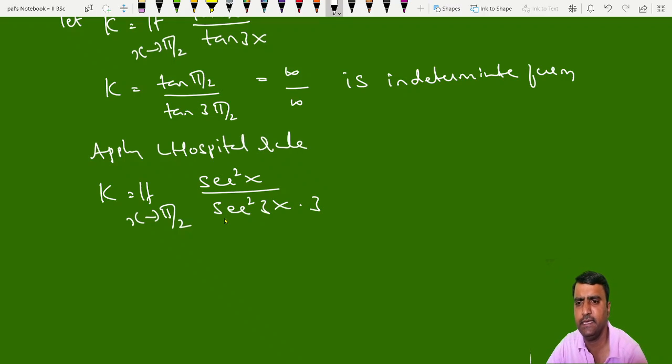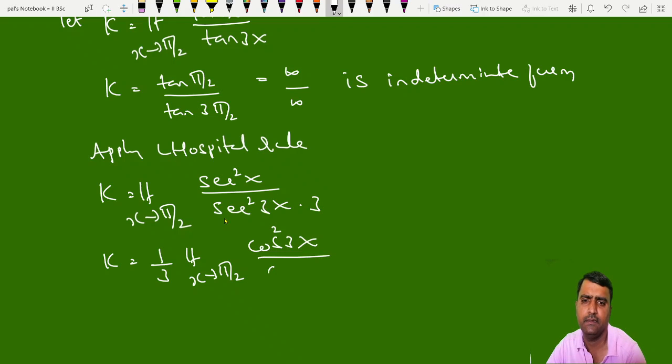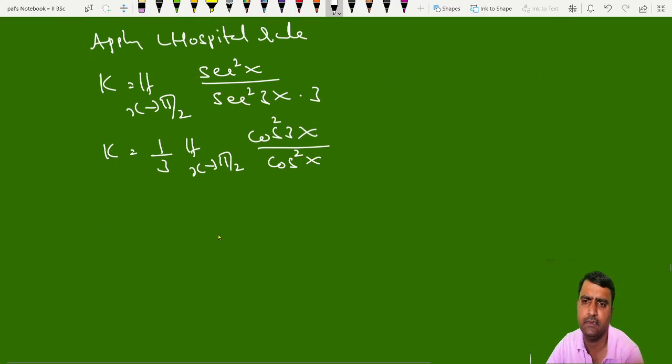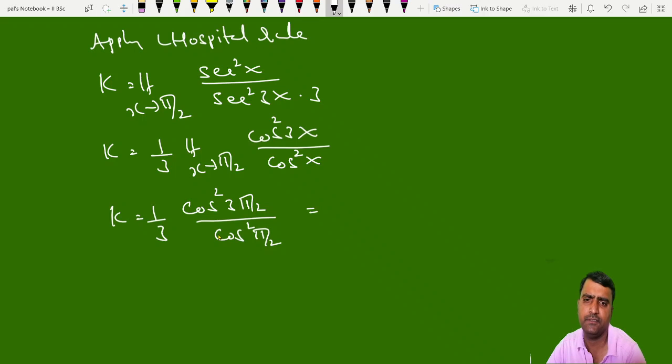So then k is equal to 1/3 into limit x tends to pi by 2, cos square 3x by cos square x. Now you apply the limit. K is equal to 1/3 into cos square 3 pi by 2 by cos square pi by 2. Cos 90 is 0, cos 270 is also 0. 0 by 0 is indeterminate.